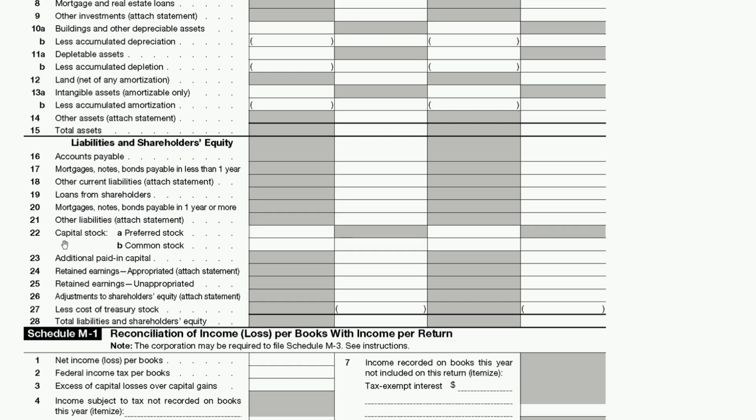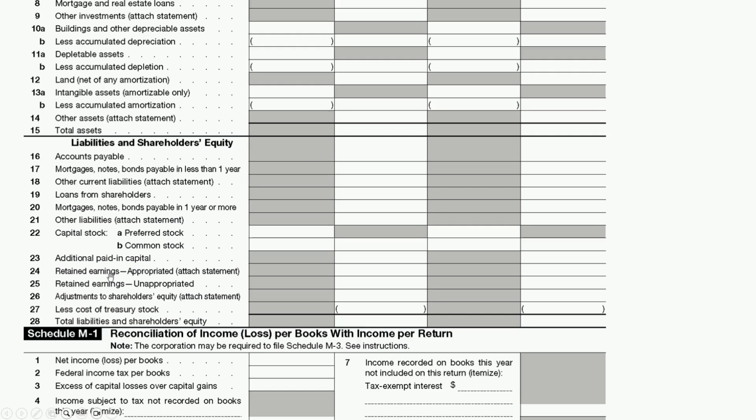So first you have capital stock. When stock is issued by the corporation, there's something called the par value of the stock. Often it's only like $1 per share or $10 per share or something like that. The par value of the stock goes under capital stock. Then you have additional paid in capital. Any amounts that were paid above and beyond the par value are called additional paid in capital.